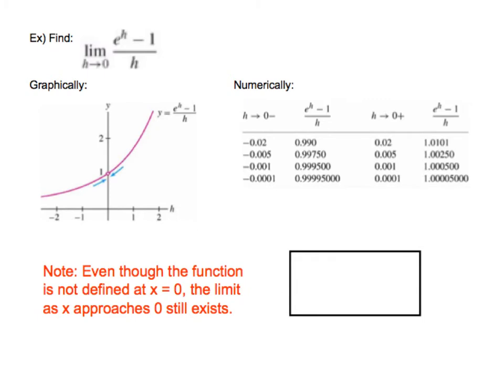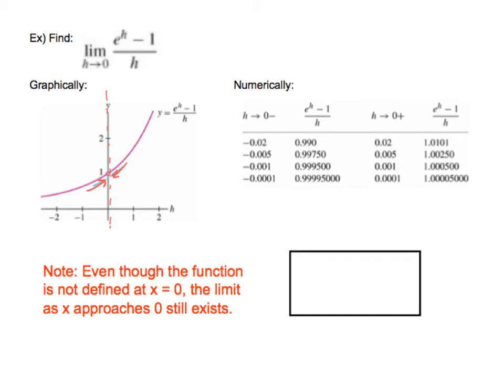Another example. We want to find the limit at 0, but 0 cannot go into the denominator. So we think about h approaching 0 as sort of a vertical line. We can look on the left side of that line, on the right side of that line. Where do the y values, the function values, converge to, approach?